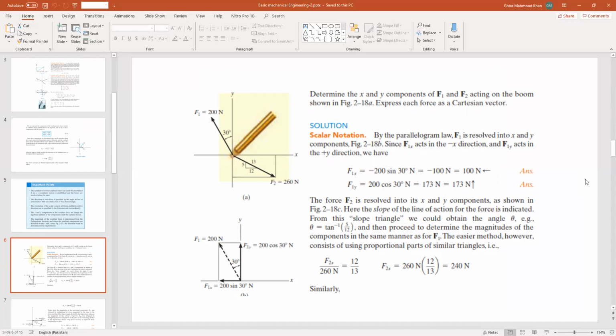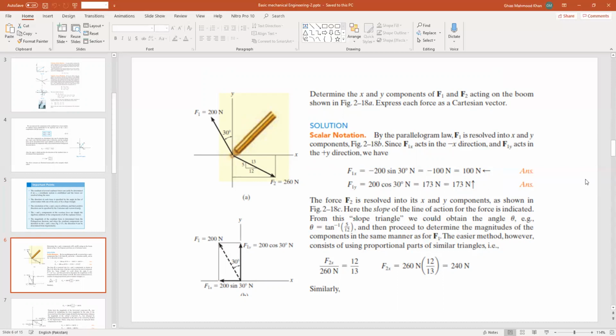One of the examples is this: determine the x and y components of F1 and F2 acting on the boom, shown in the figure. Express each force as a Cartesian vector. As previously discussed, what is a Cartesian vector? Here we have to find the x and y components of both forces, F1x, F1y. F1 is lying at 30° to the y-axis.